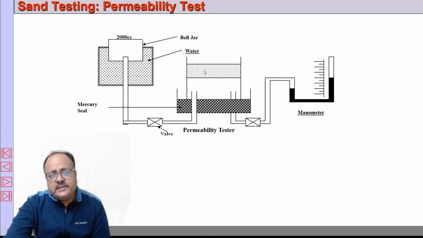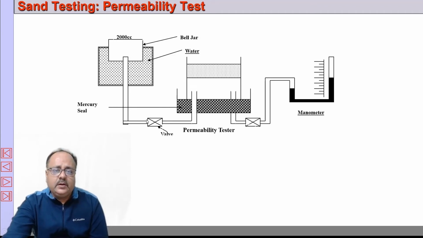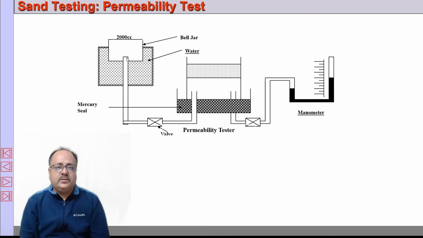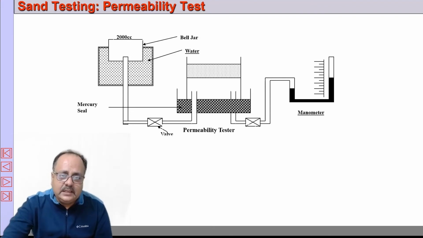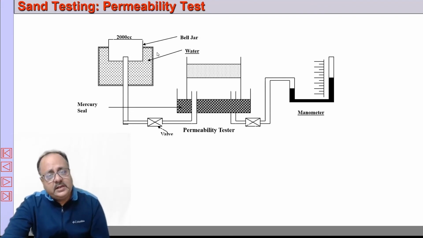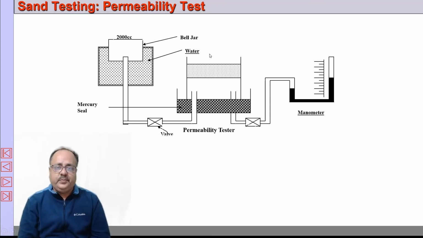That specimen is fitted here, and as you open this valve, the air will come down and the bell jar will also come down. So this jar will reach here. When it reaches here, 2000 cc of air is made to pass. We know the volume of air made to pass, that's 2000 cc, and we note down the time the bell jar reaches this portion. So we can assume that in the time noted, 2000 cc of air is passed through this specimen.